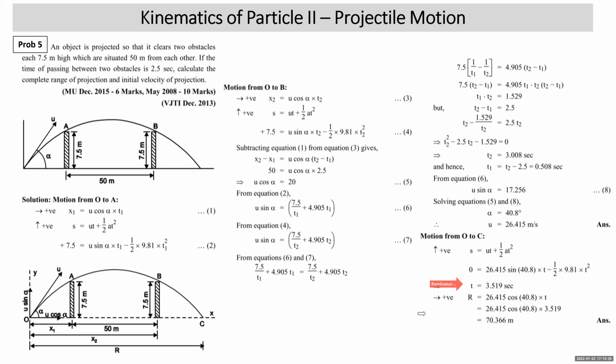Then you write horizontal motion. Horizontal distance between O and C, r, is equal to u cos alpha into t. Substitute the values of t and you'll get the total range or distance between O and C. Complete range of projectile means horizontal distance between O and C, that is 70.366 meters. So this is, students, a good problem asked many times in the examination and one of the lengthiest sums where a number of unknowns have been asked. Here he asked R also, range also, u also, alpha also.